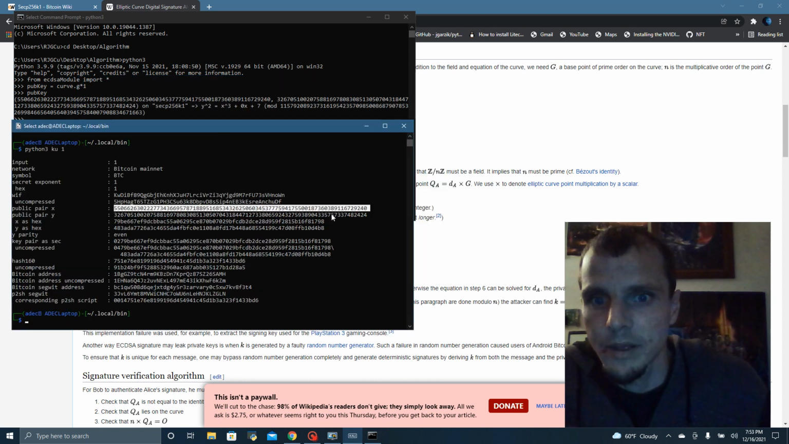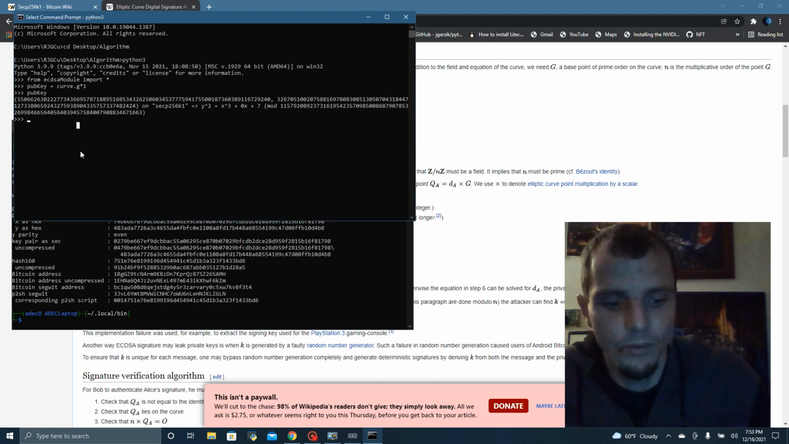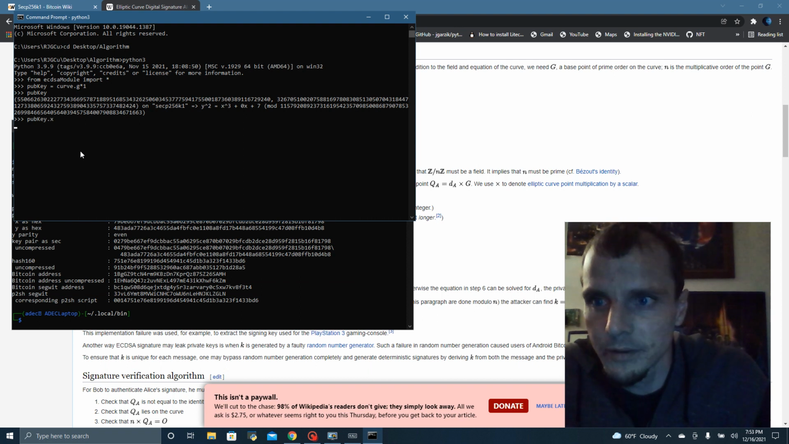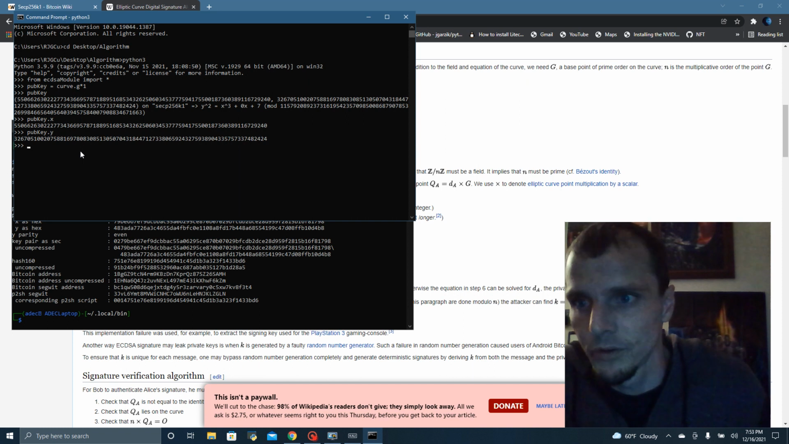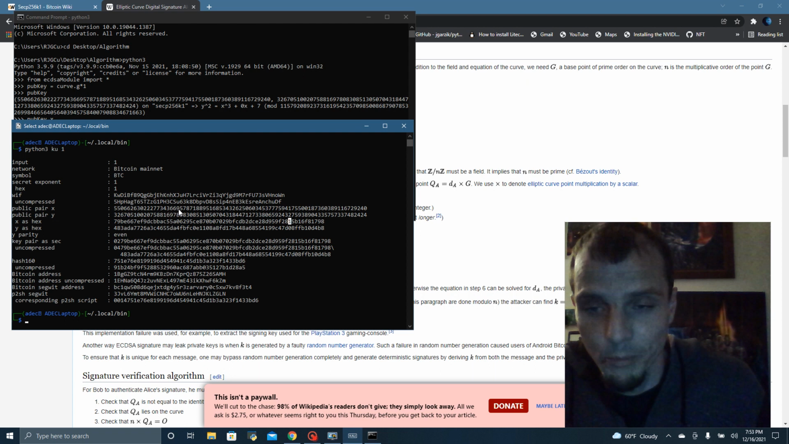Okay, you can check this for yourself. The y coordinate, there's the y coordinate right there, and you could also do something like pubkey.x or pubkey.y, and it'll give you just those values if you wanted to check them. That's just a quick way to reference where you're at on the number line.